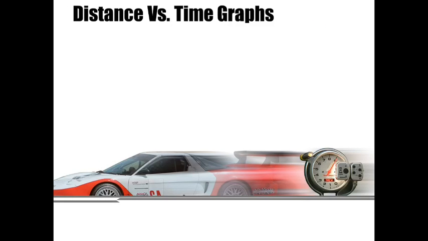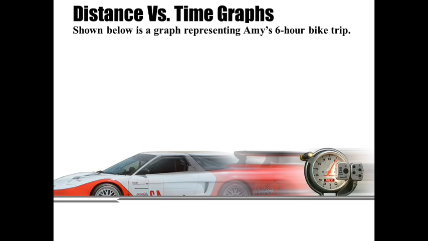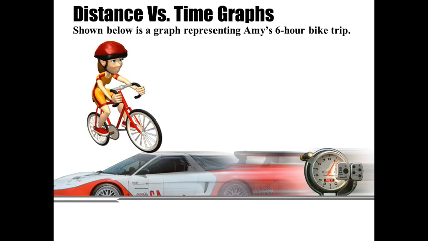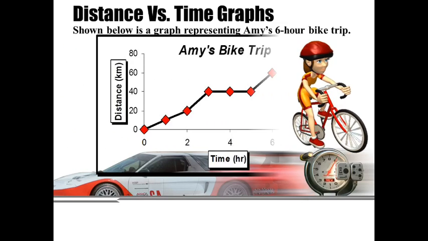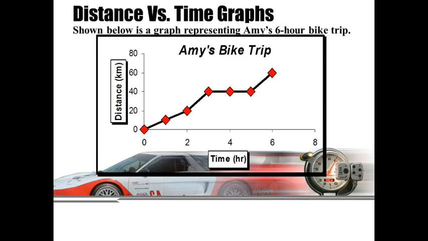All right, we're going to be doing a lot with graphs. There are always a lot of distance time graphs and speed time graphs, and they're very different things. On your papers you already have Amy's bike trip. It is a 6-hour bike trip that Amy's going to take. There she goes. I know, she was cruising. Now, here is what she did over that full 6 hours.